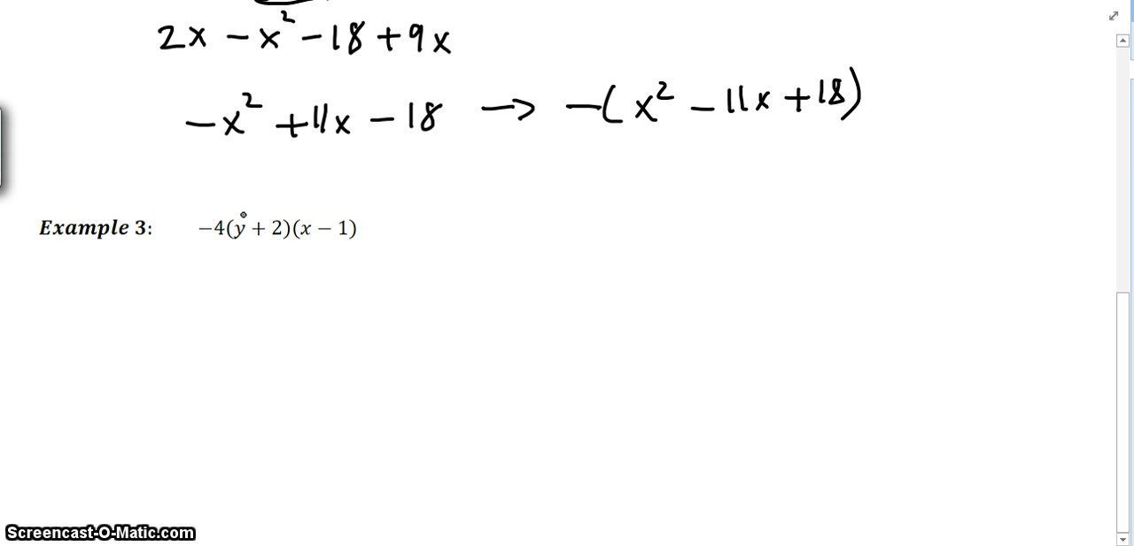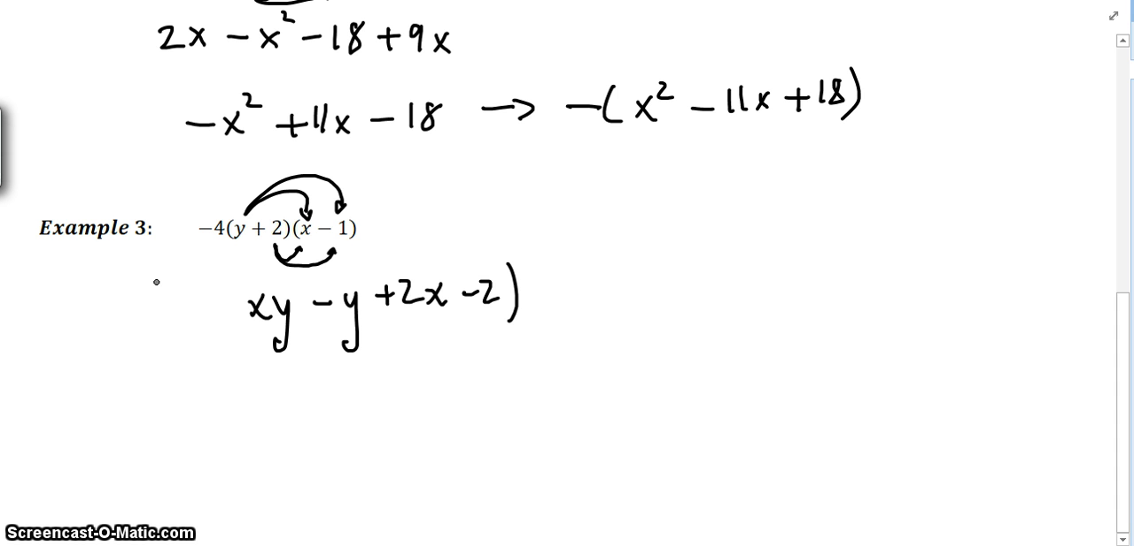So if we deal with whatever's on the inside first, we get y times x, which I'll write as xy. Now if you do the outside terms, y times minus 1, we get minus y. Next we get 2 times x, which is plus 2x, and the last term is 2 times minus 1, which is minus 2. Now don't forget, this whole thing has to go in brackets because we haven't incorporated that 4 yet.